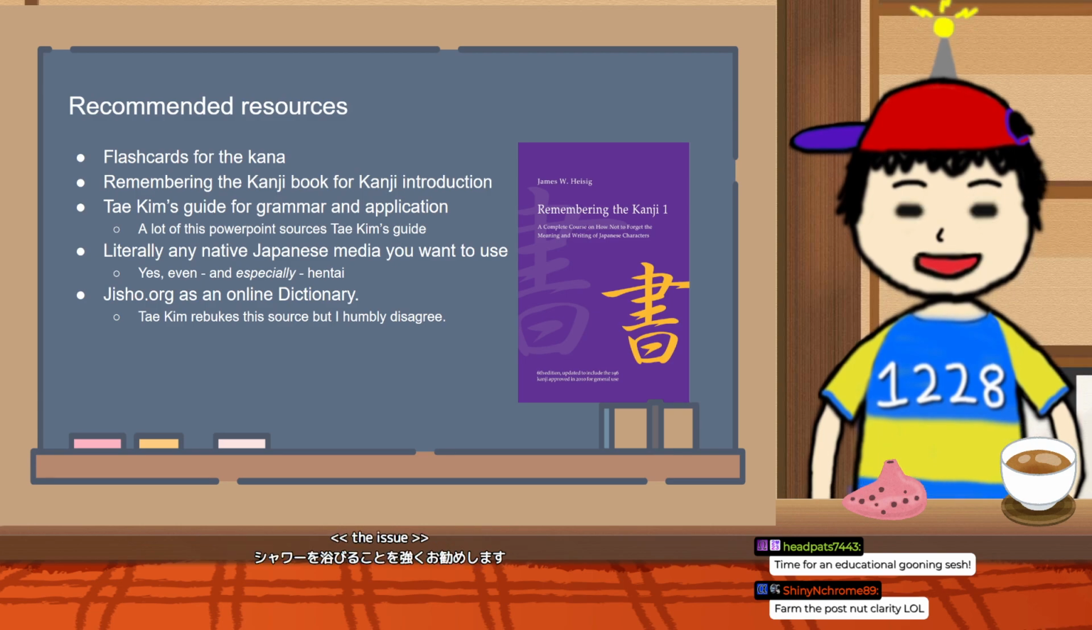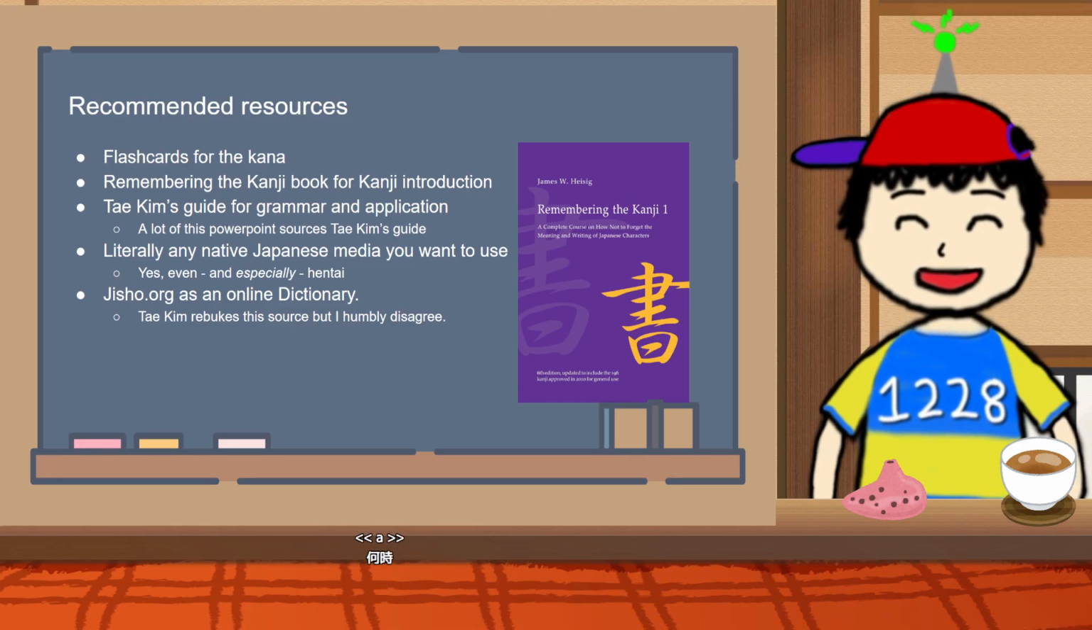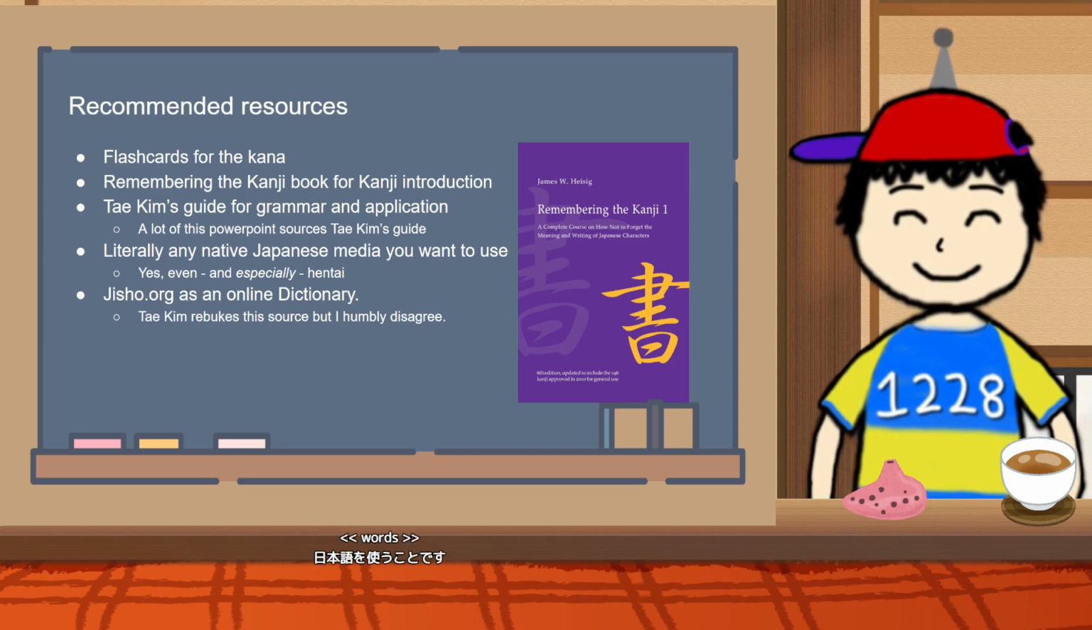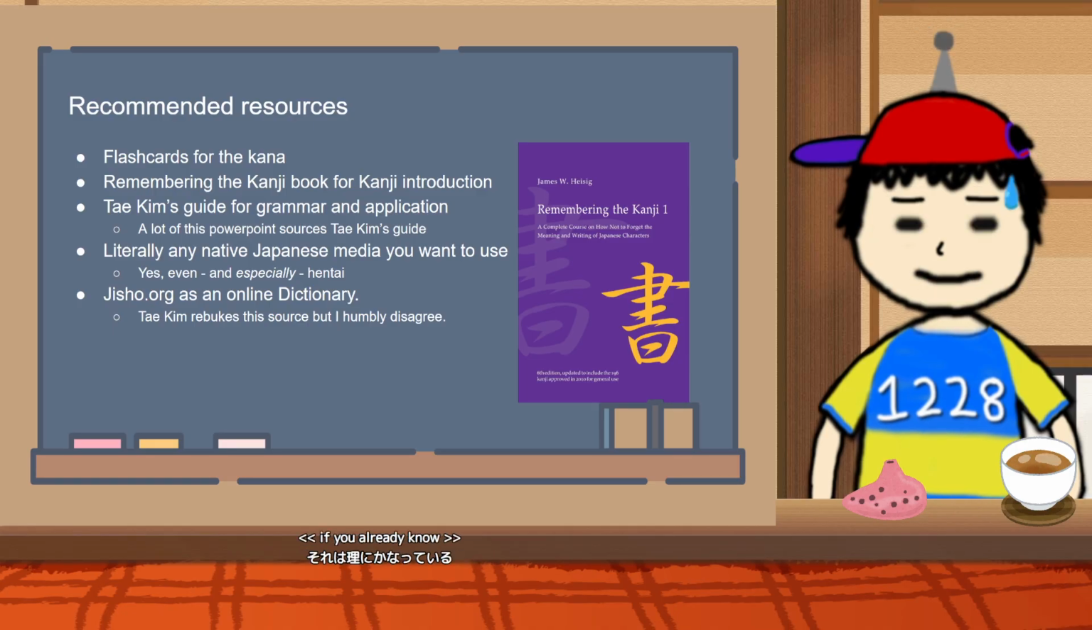The issue that some people have with jisho.org is, for example, Tae Kim. I used his guide on complete grammar, but Tae Kim rebukes jisho.org, among other English resources for Japanese, simply because English resources for Japanese words aren't comprehensive and native to the English language. What Tae Kim proposes is that you use a Japanese dictionary for Japanese words instead. And it makes sense if you already know Japanese.